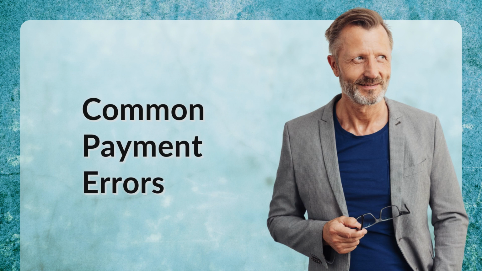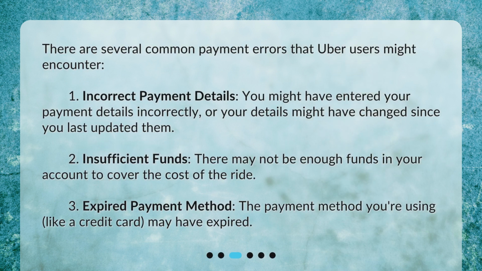Common payment errors. There are several common payment errors that Uber users might encounter. 1. Incorrect payment details. You might have entered your payment details incorrectly, or your details might have changed since you last updated them. 2. Insufficient funds. There may not be enough funds in your account to cover the cost of the ride. 3. Expired payment method. The payment method you're using, like a credit card, may have expired.